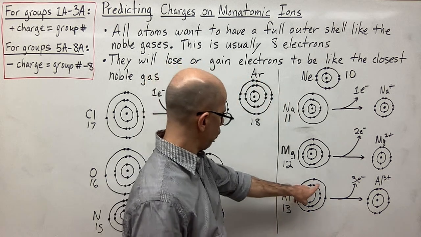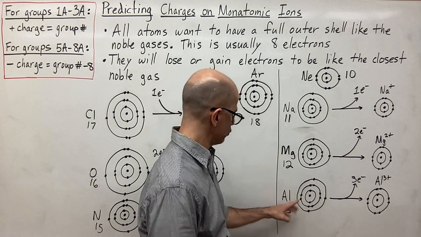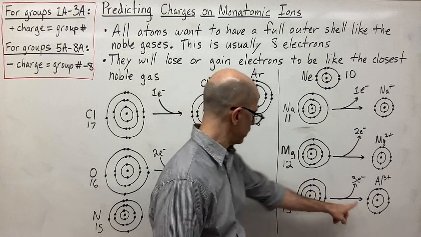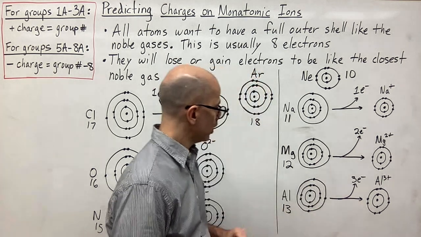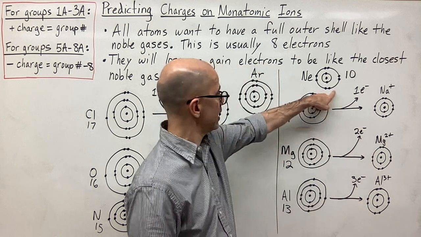And so notice it has 3 electrons in its outermost shell. It loses those 3 electrons, and then you've got a full outer shell for the next one. So now it looks like neon. So all 3 of these look like neon.